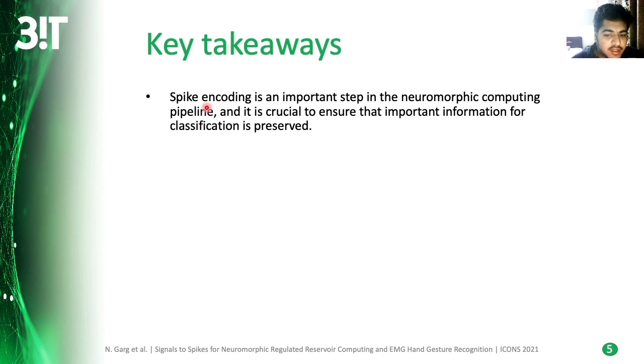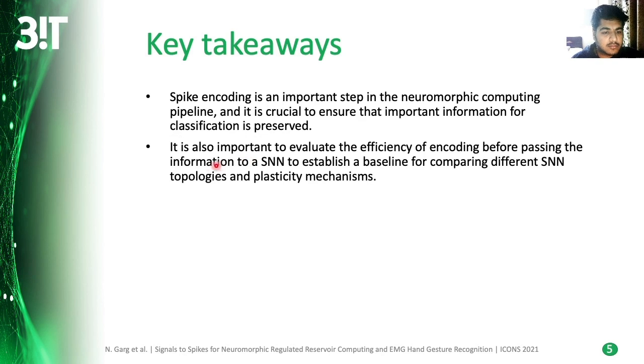The key takeaway from the encoding pipeline is that spike encoding is an important step in the neuromorphic computing pipeline, and it is crucial to ensure that important information for class separation is preserved. It is also important to evaluate the efficiency of encoding before passing the information to an SNN. This is to establish a baseline for comparing different SNN topologies and plasticity mechanisms.